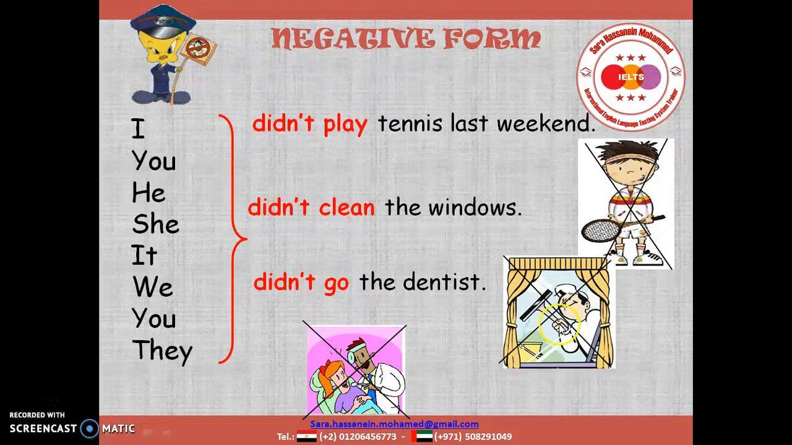So for example, he didn't play tennis last weekend. He didn't clean the windows. She didn't go to the dentist. So have didn't plus infinitive in order to form the negative form.